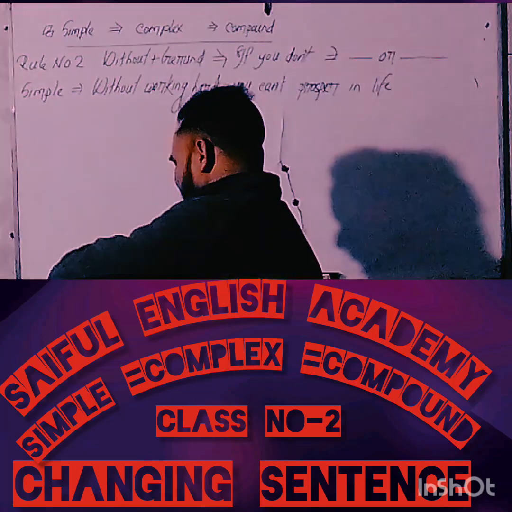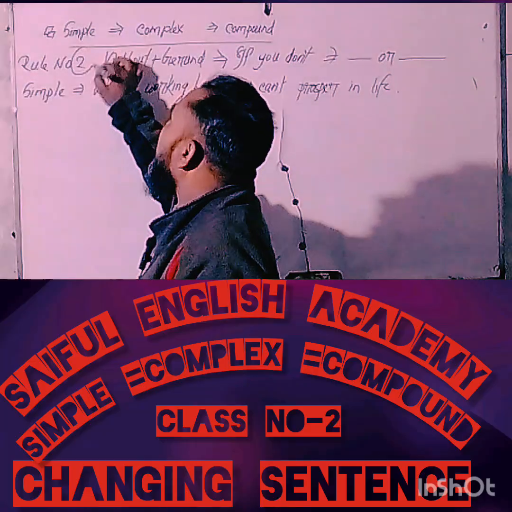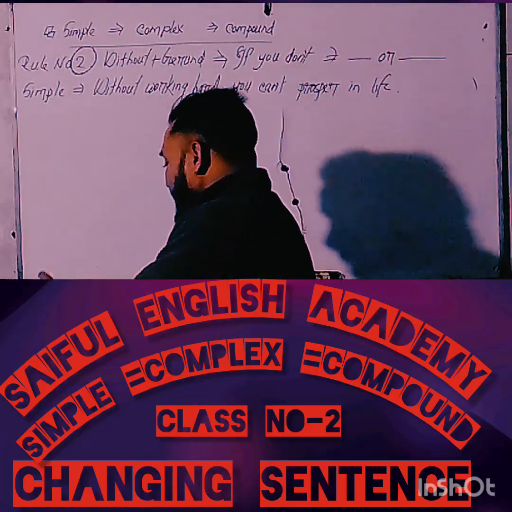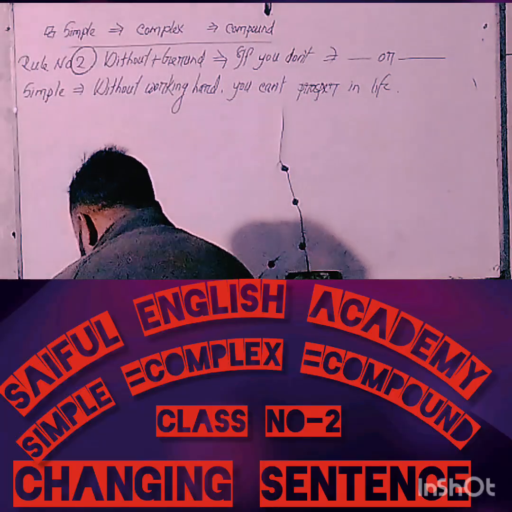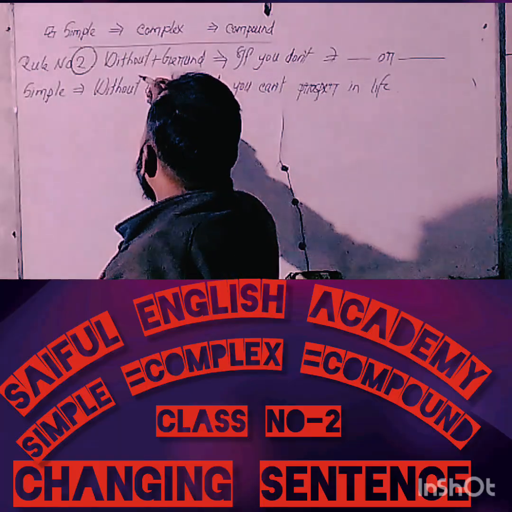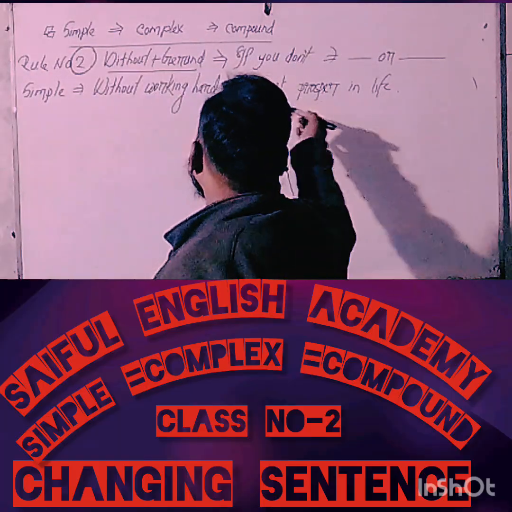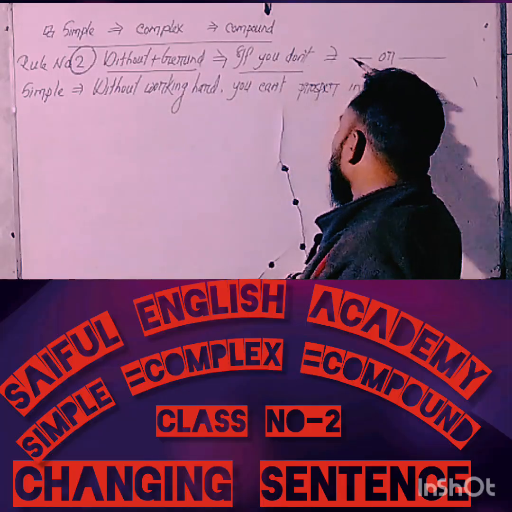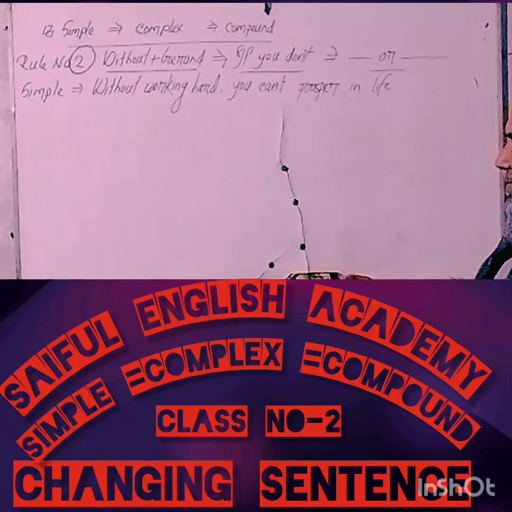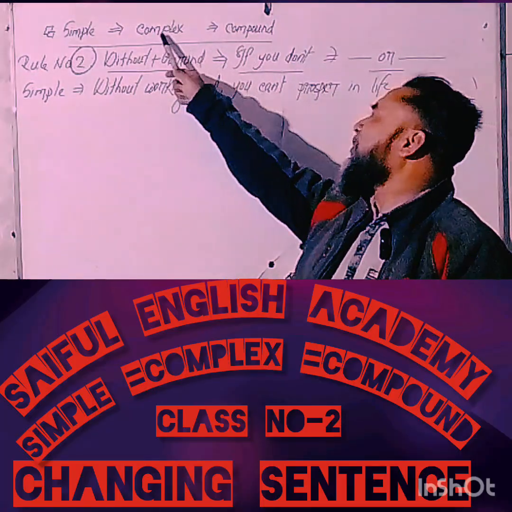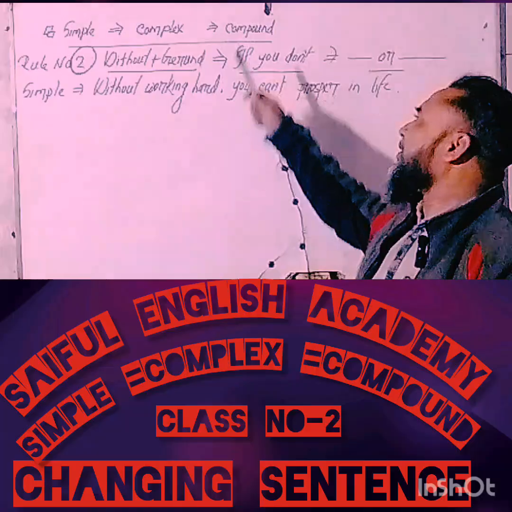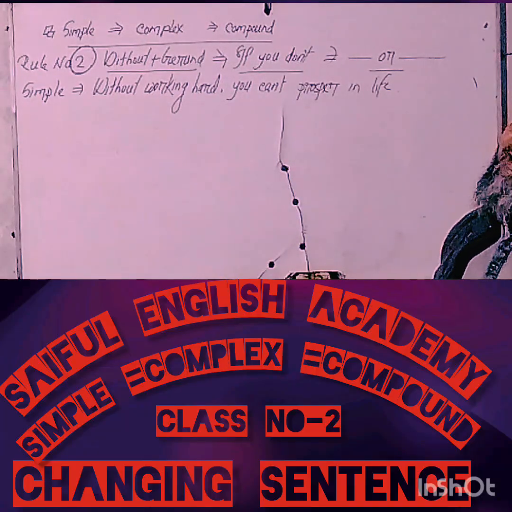Today's class, I'm trying to highlight rule number two. In rule number two, I'm trying to show you the relationship among simple, complex, and compound. Without plus gerund is equal to if you don't, is equal to or. Of course, you know that without plus gerund is used in a simple sentence, if you don't is used in a complex sentence, and or is used in a compound sentence. So this was the discussion matter of our previous classes.